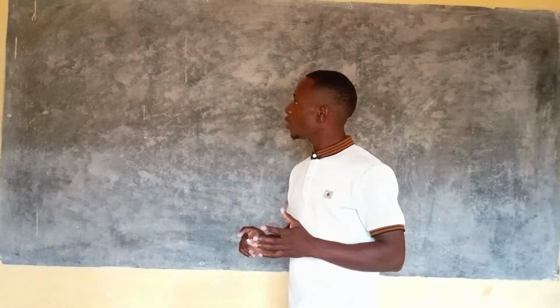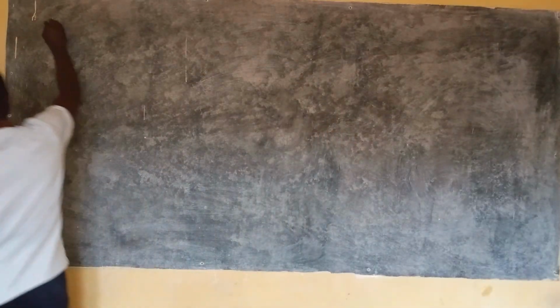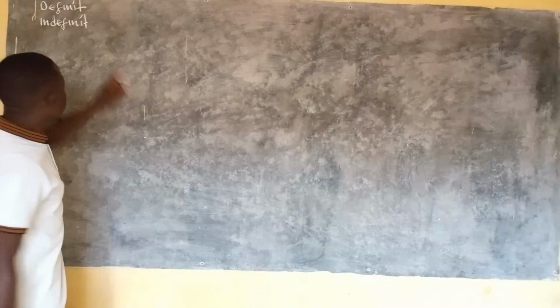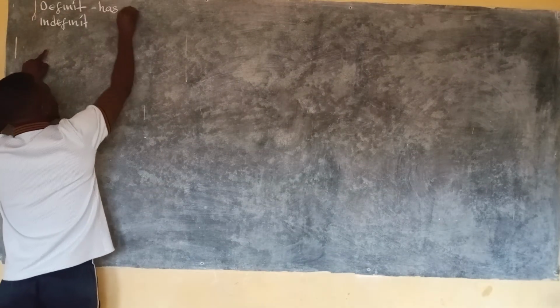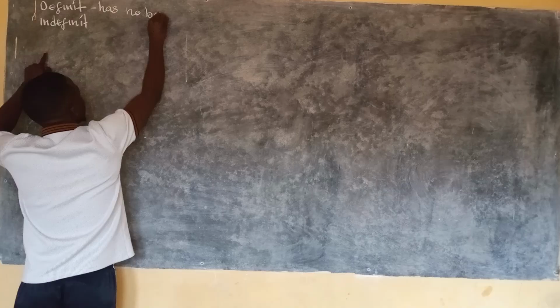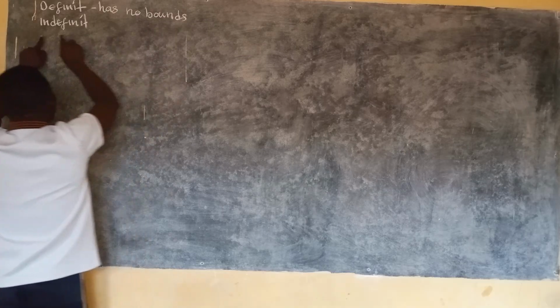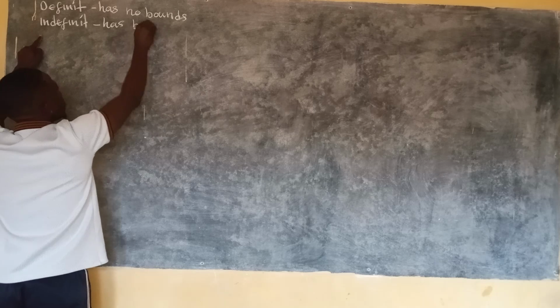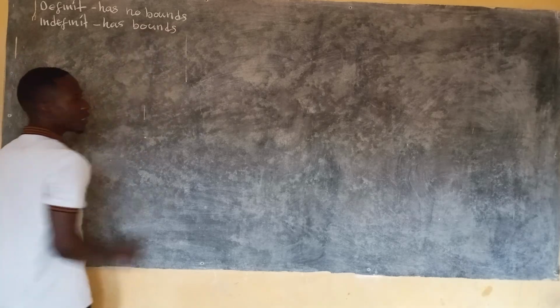Now, under integral, we talked about what we call the definite calculus, and there is one that's called the indefinite. Okay. Now, we say that the definite calculus is one that has no bounds. Is one that has no what? Bounds. Okay. But the indefinite, we say that is one that has the bounds. Okay, is one that has bounds.